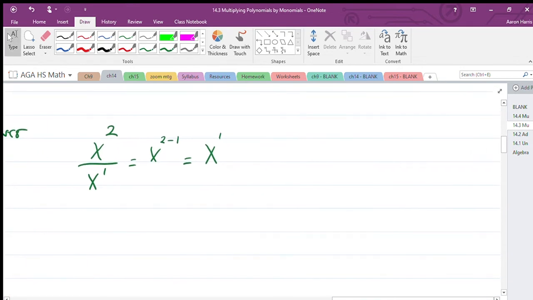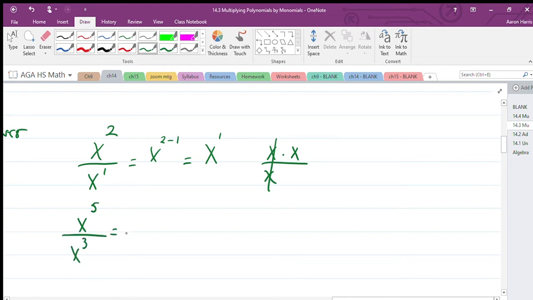And that's pretty plain to see. If I look at this in another way, I can say that's x times x over x. And we know x divided by x is just 1. And how many x's are left? 1.